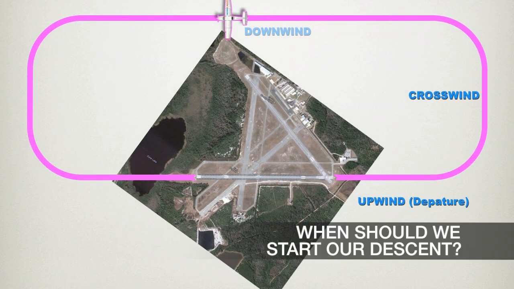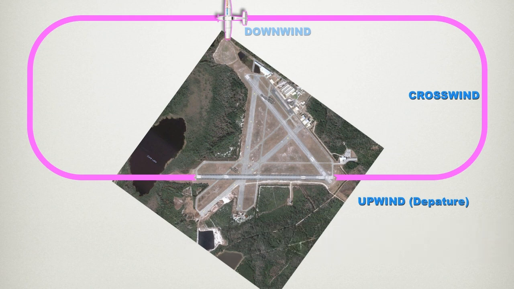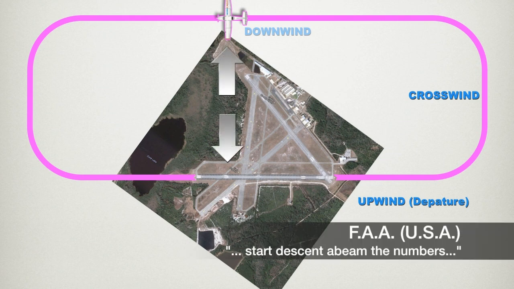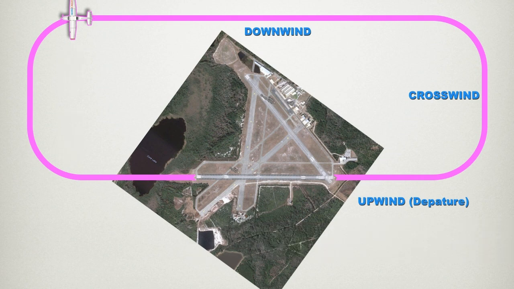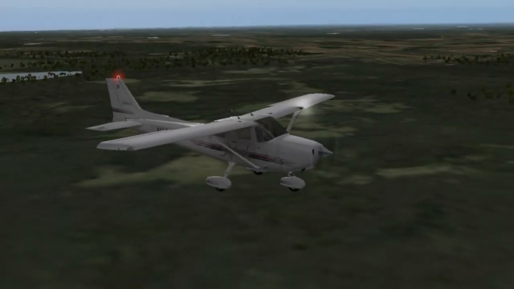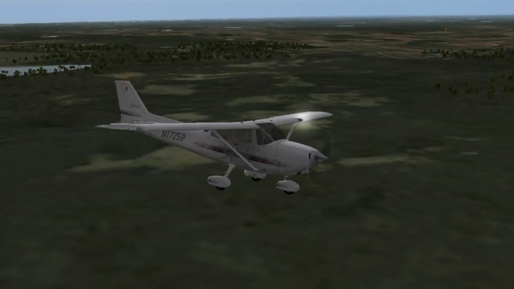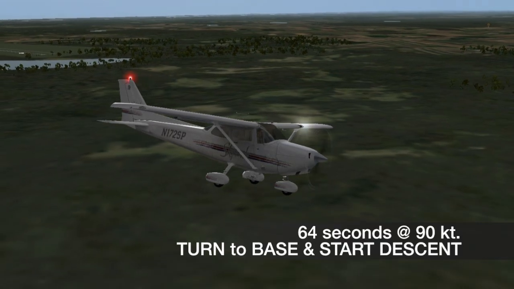Now, there's one question we often hear. When should we start our descent? The FAA in the US stipulates that we should start our descent abeam the numbers. In Europe, it stipulates that we should start our descent on the base turn. Flying in both places, I found myself having better results with the last one, starting our descent at the end of our downwind at the beginning of our base.